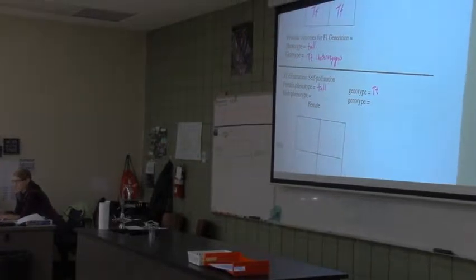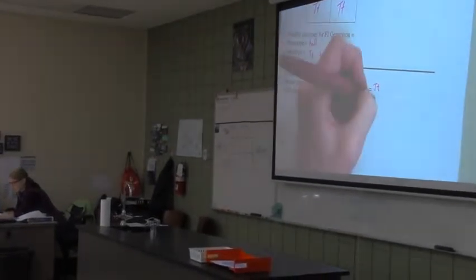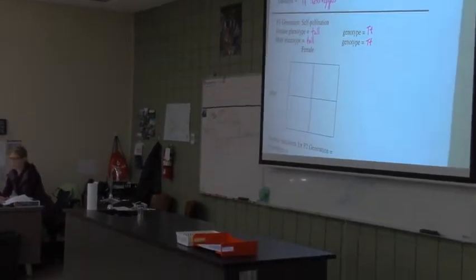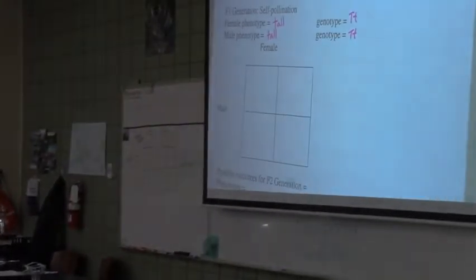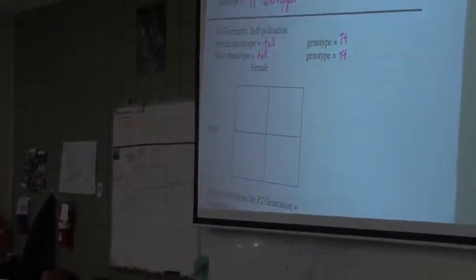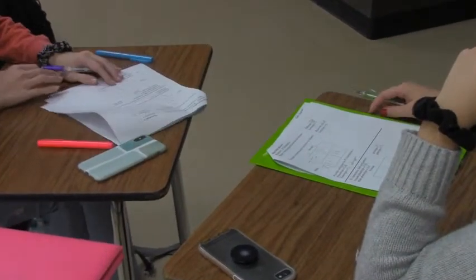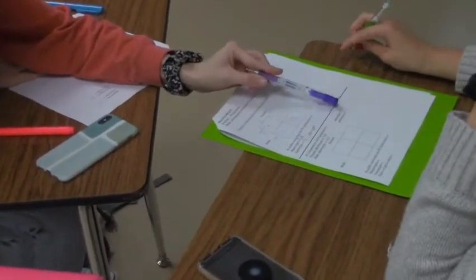We're going to have them self-pollinate, so the male is the same. This time I want you to do the whole square. You have to set up the top and the side and fill out the boxes. Use your group to help you. Talk it out. Talk to your groups, guys, if you're confused.